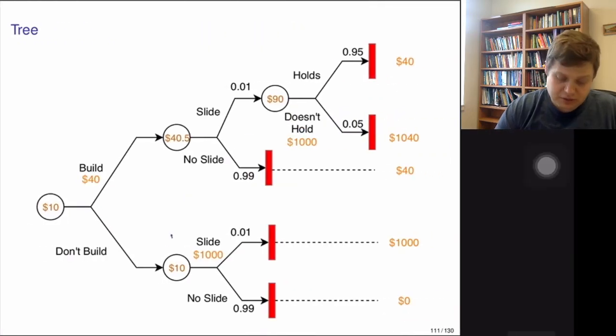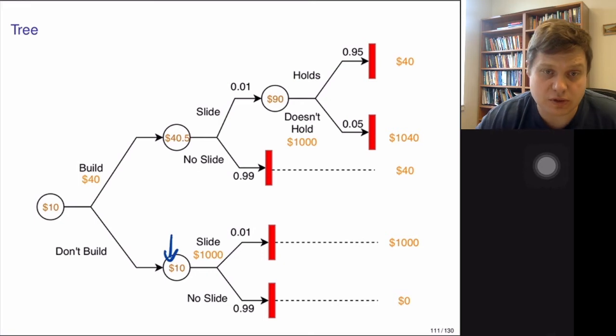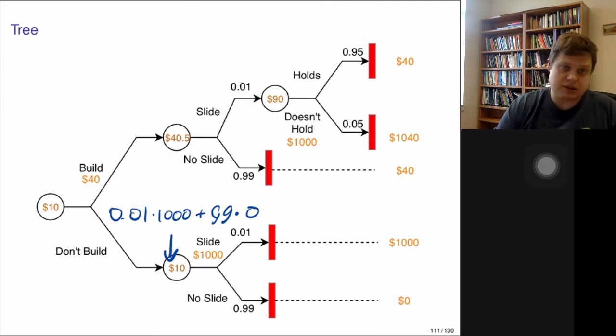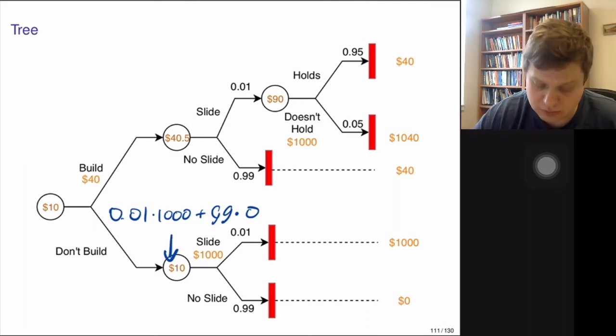And for this one, the calculations are rather straightforward. If you don't build the wall, then with 1% chance you lose $1 million, and with 99% of the chances you lose nothing. So if slide doesn't happen, there's no cost associated with that branch. And so you have $10,000 as the expected cost associated with this branch.